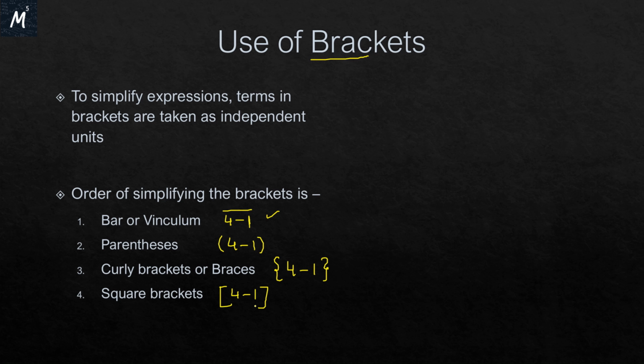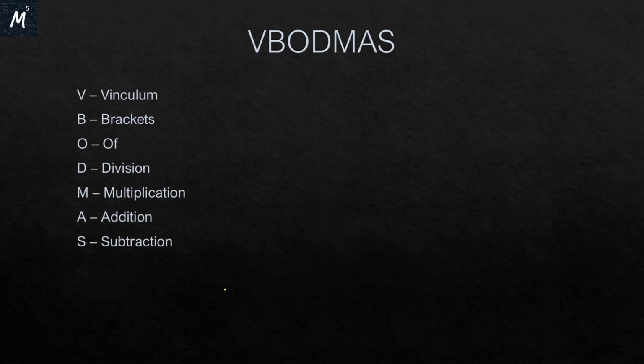So what does it mean? If we have a numerical expression which has got all the 4 things, we are first going to solve the bar, then parentheses, then we'll come to curly brackets, and in the end we'll come to square brackets. So to summarize all the rules, we have V BODMAS. What is it? Vinculum is solved first, then brackets, then we solve of if it is in the question, then division, multiplication, addition and subtraction.